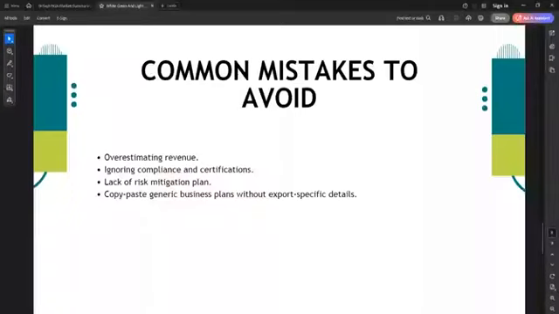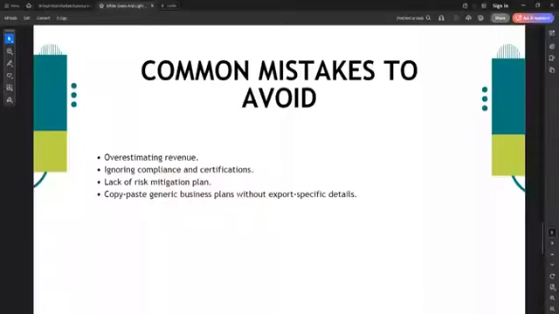So the halal certification is even more important than having a NAFDAC number on the product, because you can use your health certificates from NAFDAC to cover your shipment, but the halal certification, I mean the mark on your product, is really important. So, lack of a risk mitigation plan, and copying and pasting a generic business plan without export-specific details.